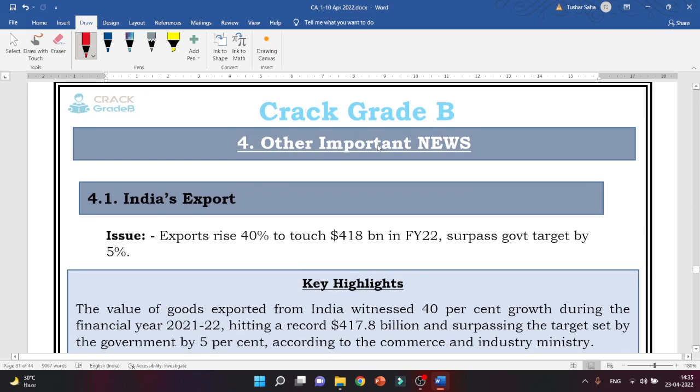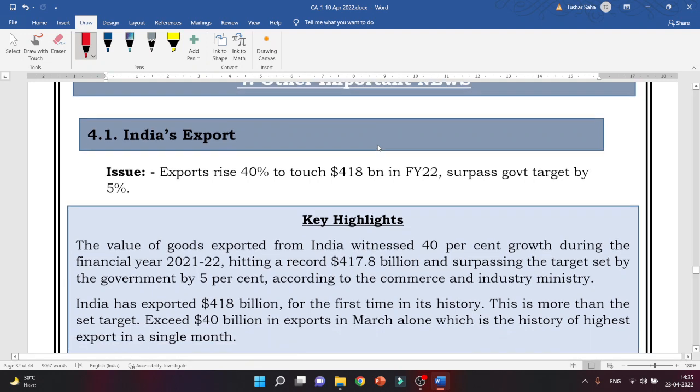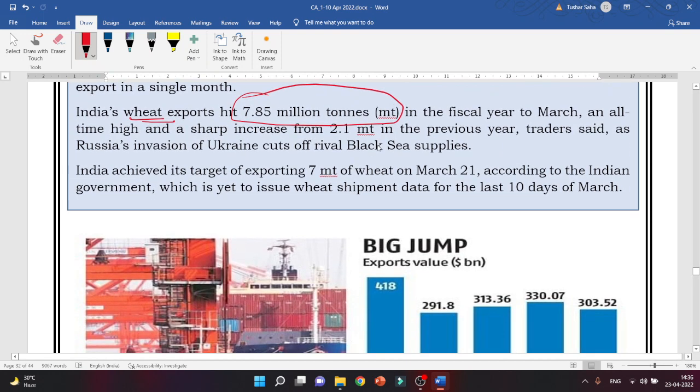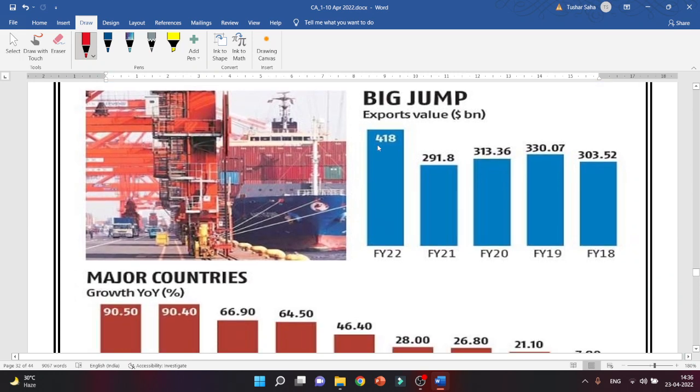So let's move to the next one, that is exports. As you all know, in the last financial year our exports crossed 400 billion, and we have close to 418 billion in financial year 22, right? And wheat is one of the hero products in that, hitting 7.8 million tons in the fiscal year ending March, right? Again, this sharp rise is because of the Russia and Ukraine war, because Russia and Ukraine were the biggest suppliers of wheat to the European nations, right? So I think India is going to supply to some European nations recently. I think it's Egypt. So we would come across that news also, but probably in the next slides.